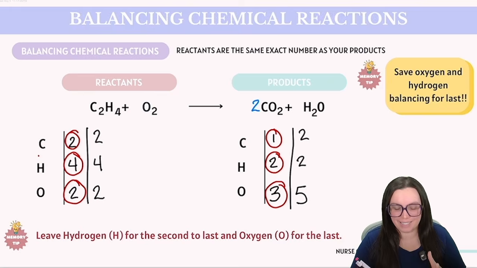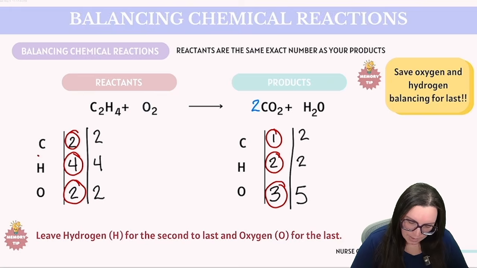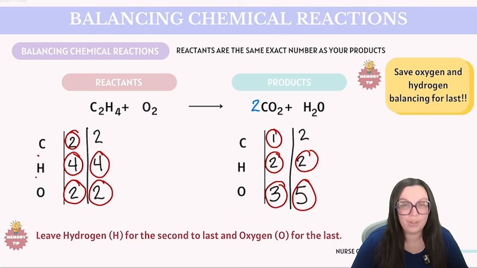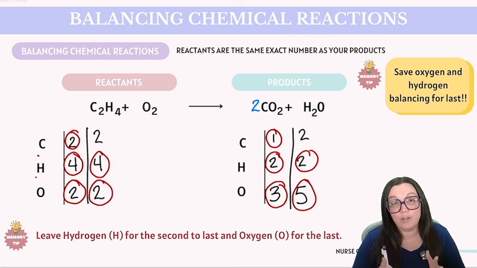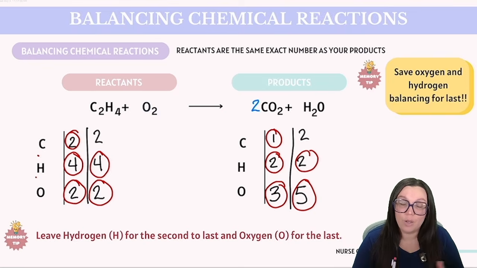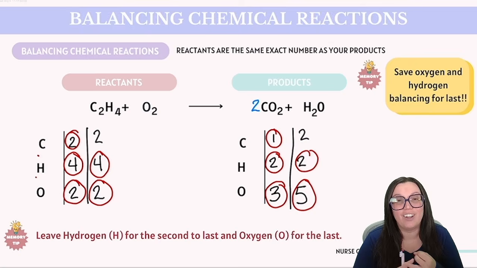So now we're going to balance them out. We're going to look and we see that we have carbon on both sides of 2, so we're good there. On our hydrogen, we have 4 on the reactant side and 2 on the product side. And for oxygen, we have 2 on the reactant side and 5 on the product side. So we know that now we're going to have to balance out our hydrogen and our oxygen. But remember, we're going to do hydrogen first. Hydrogen is always second to last. And oxygen is going to be the very last thing that we touch.